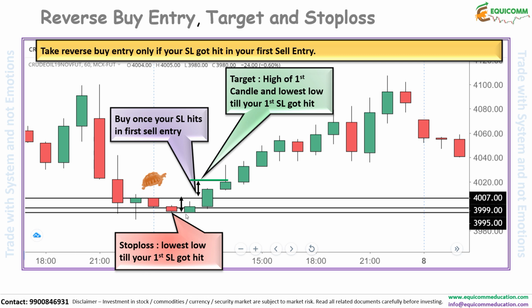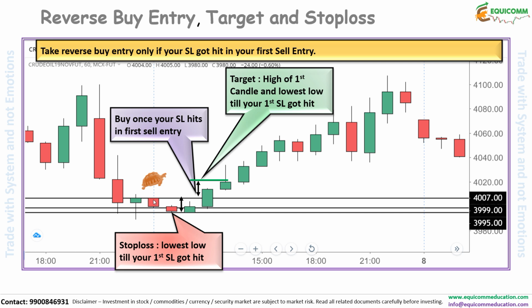So let's look into the target part. What is the target and what is the stop loss? First we'll look into the stop loss, then target. You entered at one rupee above the high. What is the high here? 4007 is the high, and your stop loss for your first sell entry is 4008. Let me take you through the example from the beginning.